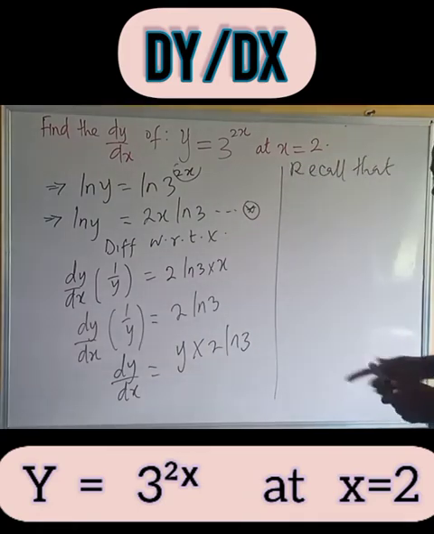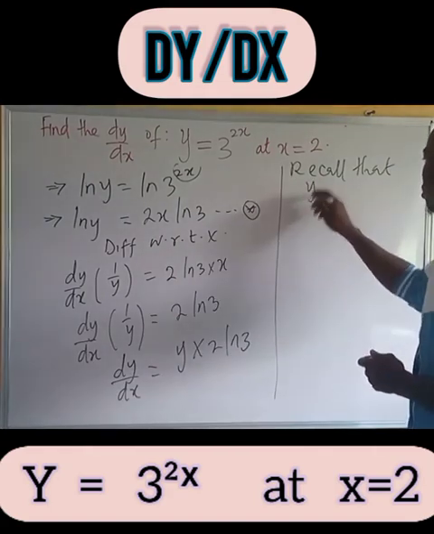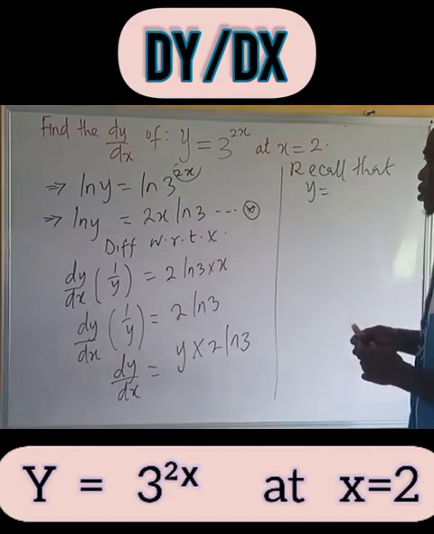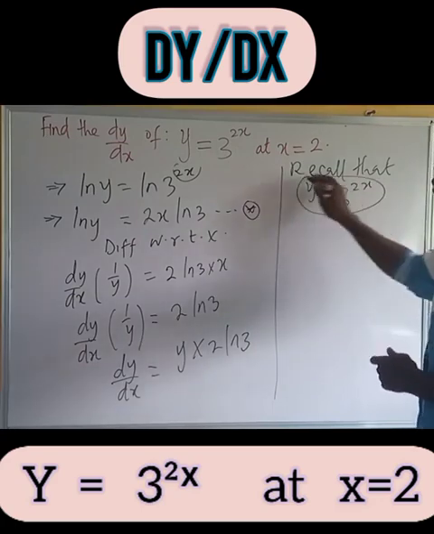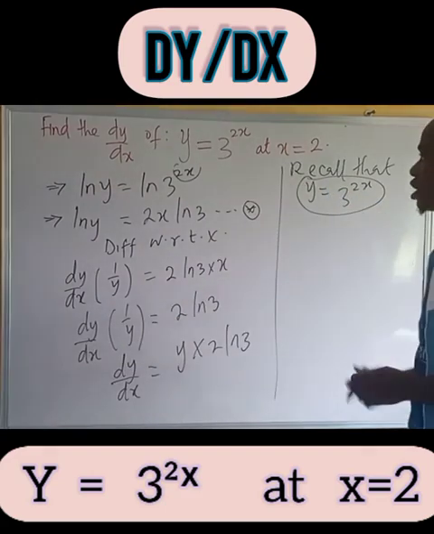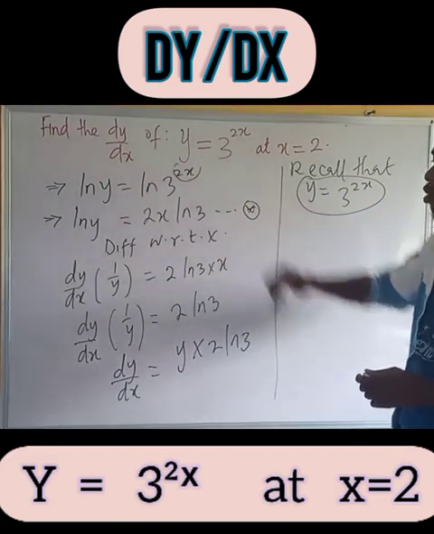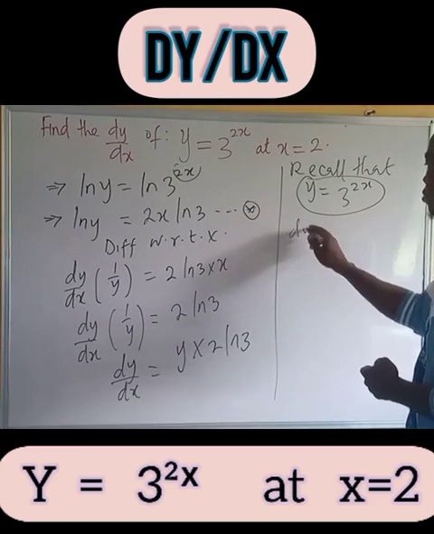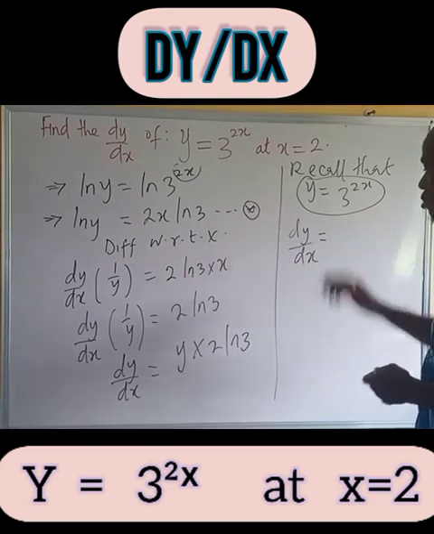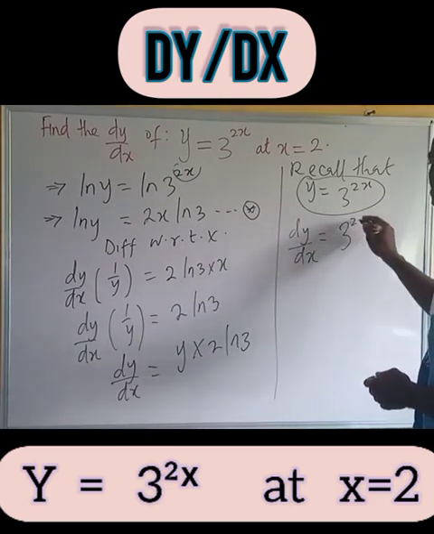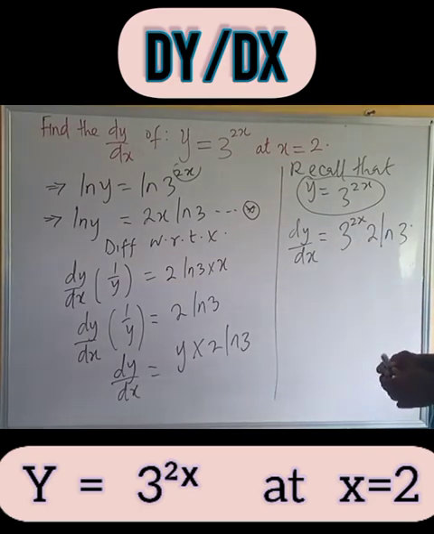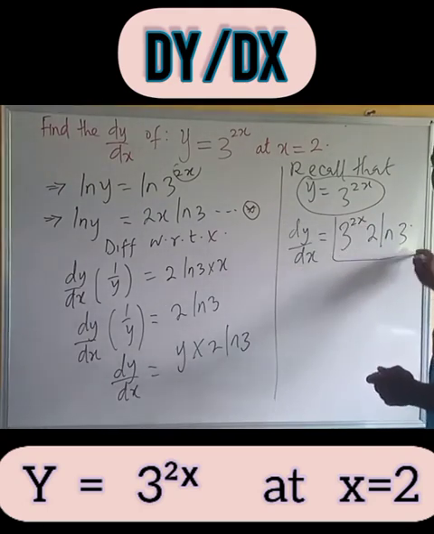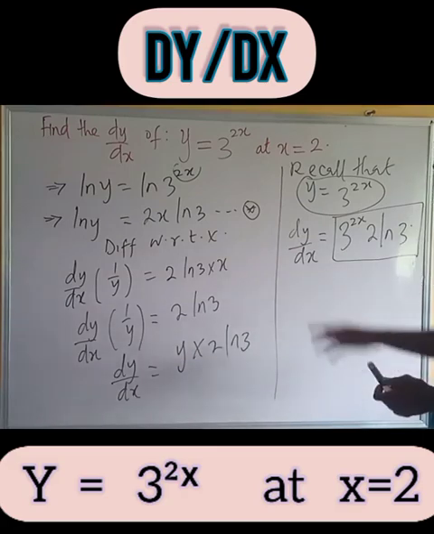You are going to recall that y is equal to 3^(2x), from the question given to us. So now we are going to have our dy/dx equals 3^(2x) times 2 ln 3. And that is the end of this tutorial. So this is the solution.